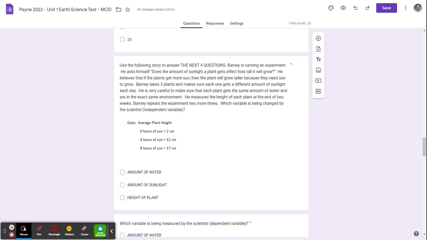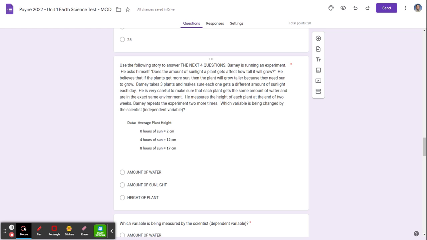Use the following story to answer the next 4 questions. Barney is running an experiment. He asks himself, does the amount of sunlight a plant gets affect how tall it will grow? He believes that if the plants get more sun, then the plants will grow taller because they need sun to grow. Barney takes 3 plants and makes sure each one of them gets a different amount of sunlight each day. He is very careful to make sure that each plant gets the same amount of water and are in the exact same environment. He measures the height of each plant at the end of 2 weeks. Barney repeats the experiment 2 more times.